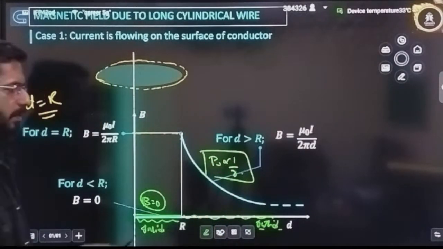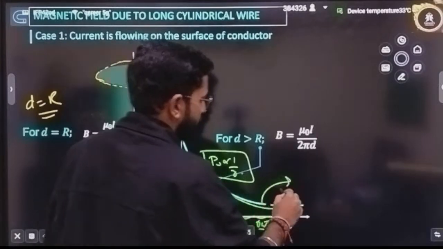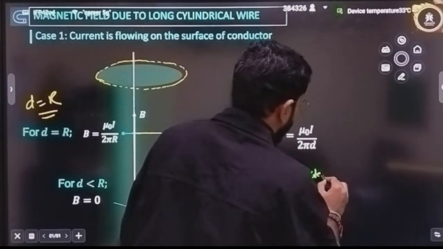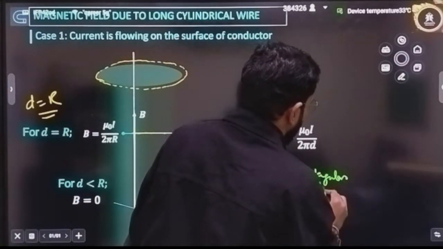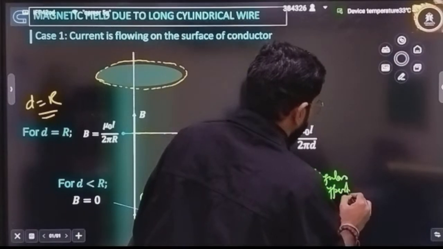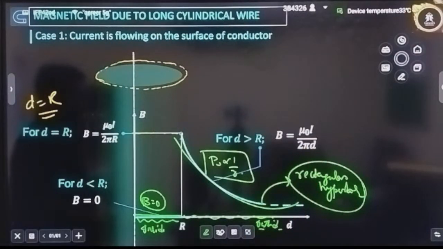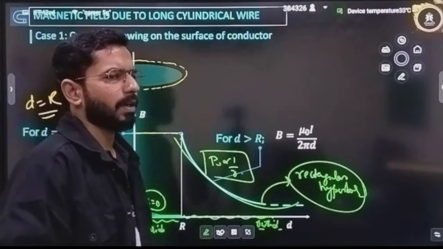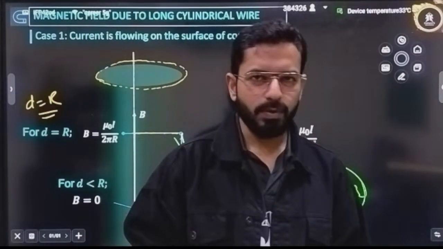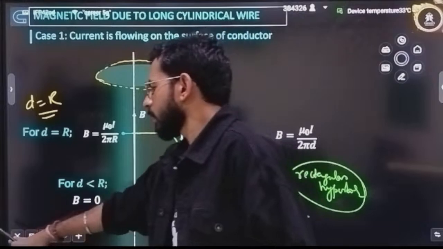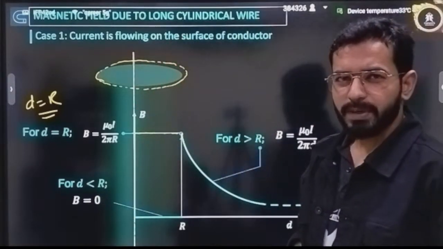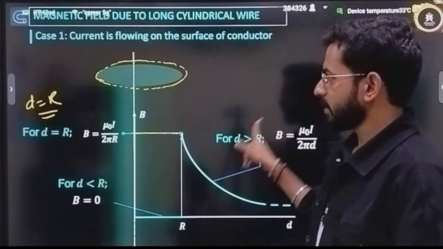Inversely proportional to R, so what kind of curve can you say it is? It is nothing but a rectangular hyperbola curve, so you can simply draw it. I have told you a lot of times about the rectangular hyperbola. From thermodynamics, we have been studying the rectangular hyperbola. If you still have any doubt about it, you can ask your maths teacher.